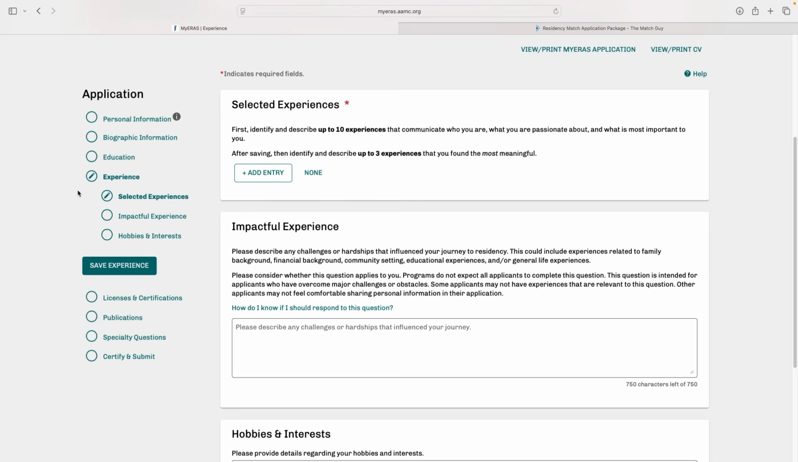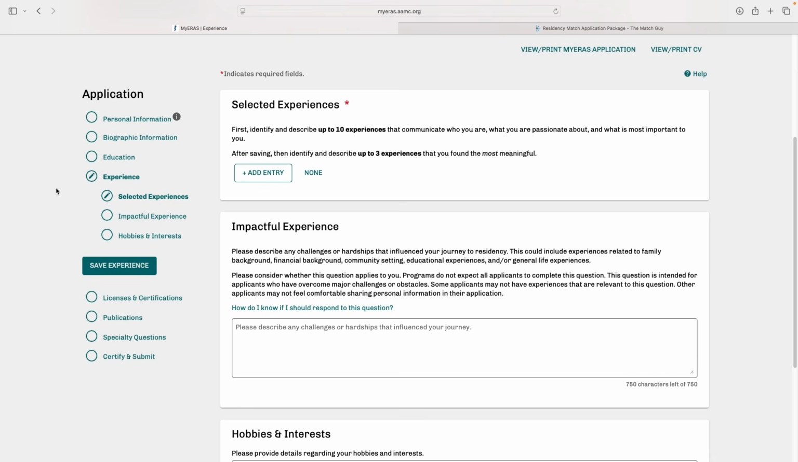Now let's move on to where the money is of the ERAS application, which is the experiences. If we have to pick the most important section of the ERAS CV and the whole ERAS application, in my opinion, it's the ERAS experiences. Because this is technically your CV. This is what you've done over the last so many years until you got here.